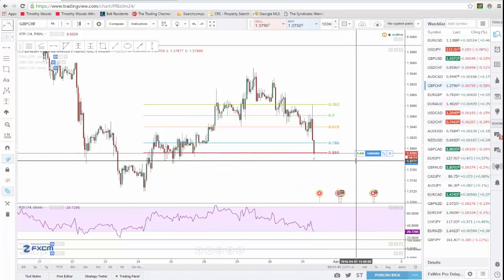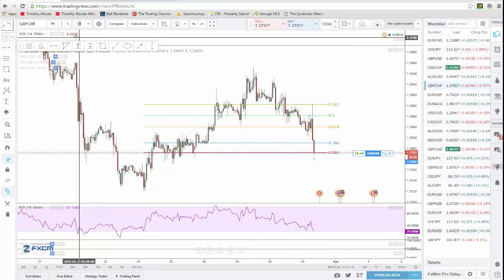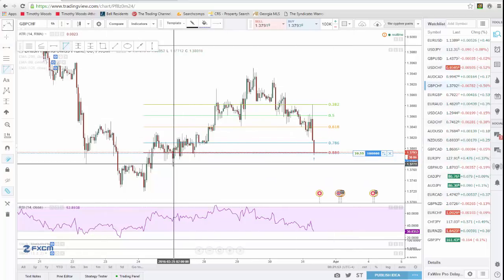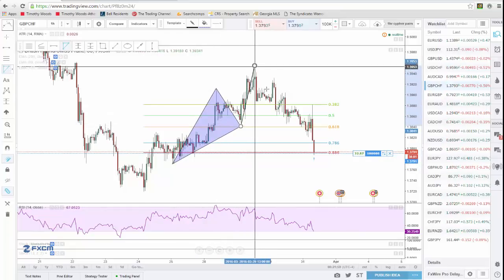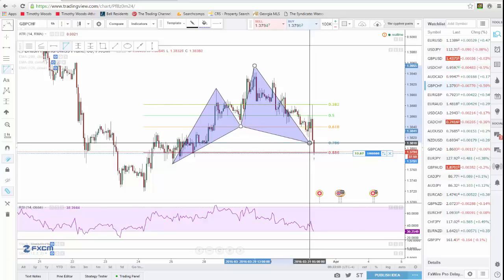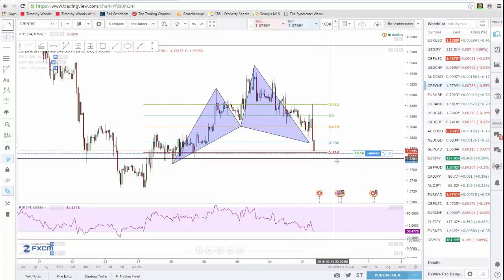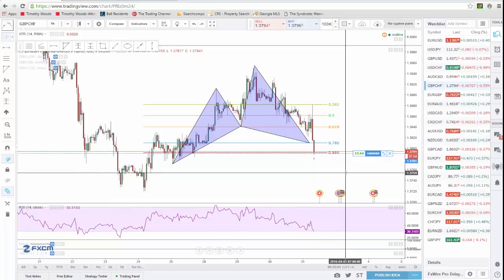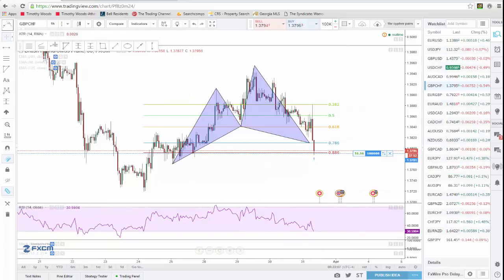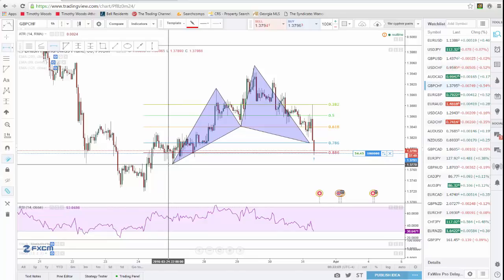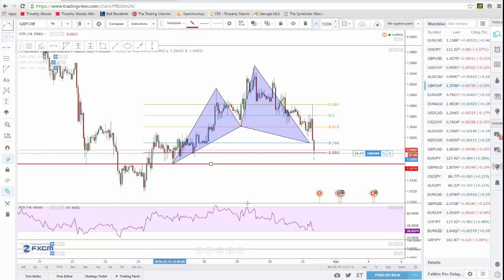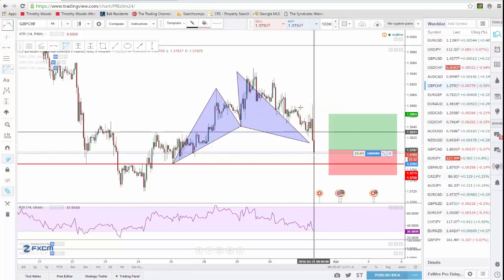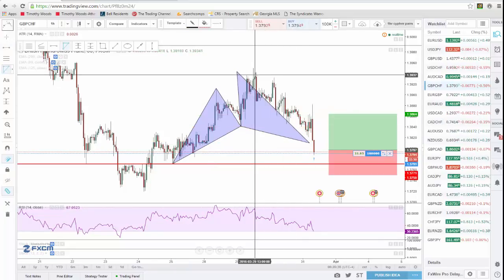Right here, we're getting a pretty good entry on a cipher pattern. I'll go ahead and draw it in. X to A to B, B to C, and CD completion here. As you can see, we've went well below our cipher pattern entry, but that's okay because we have not broke below X yet. So as long as we have not broke below X, we're still involved in a valid cipher pattern.